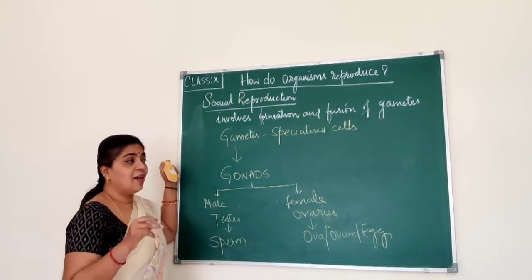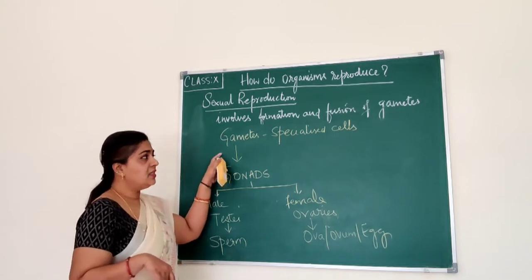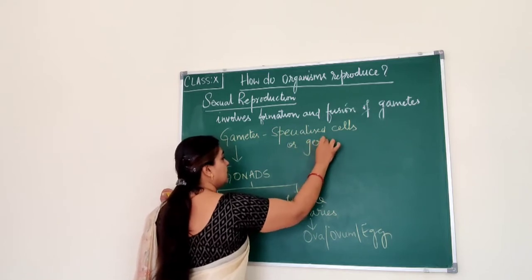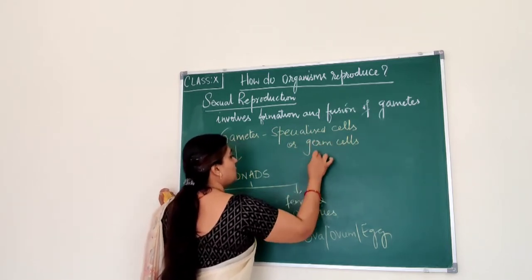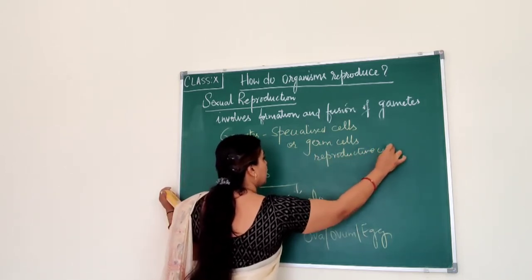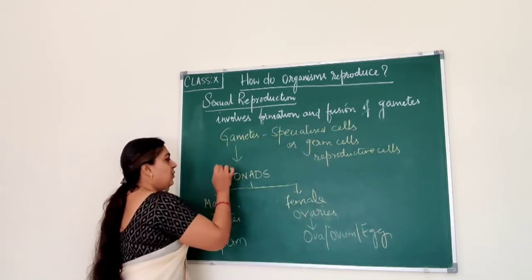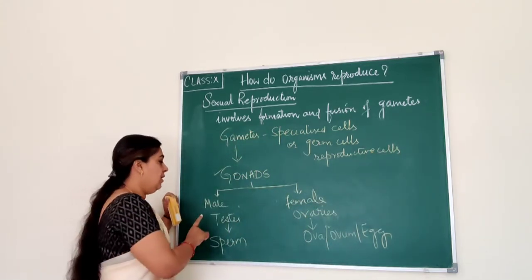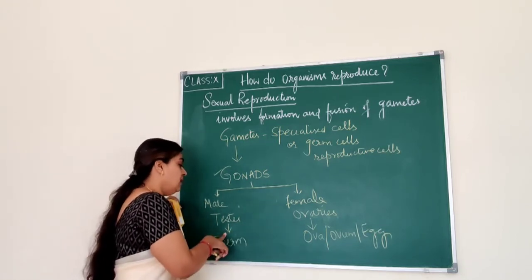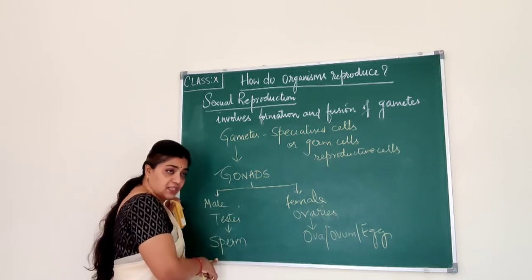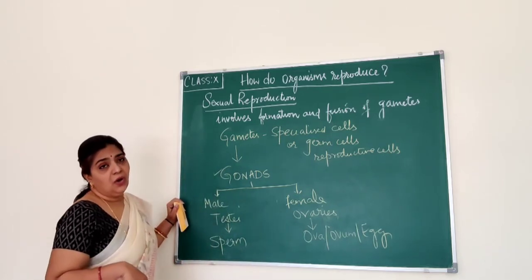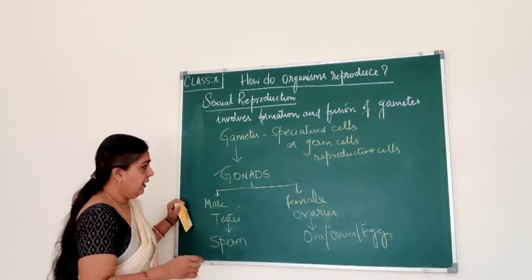So sexual reproduction is a type of reproduction where gametes are formed and fusion of gametes is also seen. What are gametes? They are specialized cells. Gametes are also referred to as germ cells, or reproductive cells. Where are they produced? They are produced only in the gonads: in the male gonad, that is the testis, and in the female gonad, that is the ovary. The testis will produce a sperm, the male gamete, and the ovary will produce the female gamete called ova, or egg. You can refer to it either way.